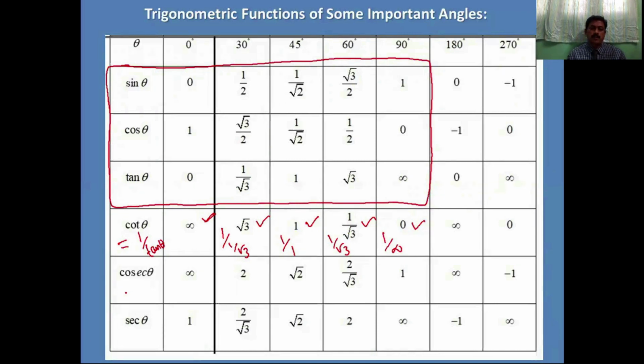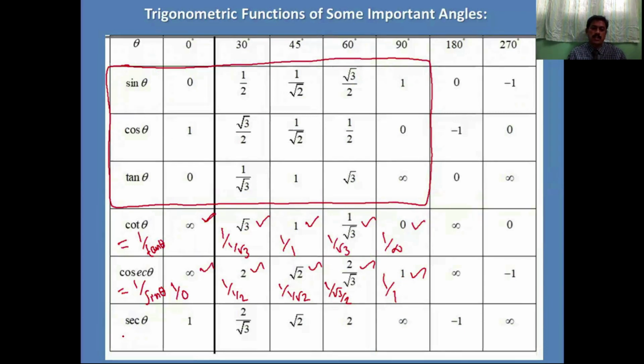The same way we can remember cosecant. Cosecant is nothing but 1 by sine theta. So for sine 0, 1 by 0 is infinity. Similarly 1 by 1 by 2 goes to the numerator and we can write simply 2. Similarly 1 divided by 1 by root 2 goes to the numerator and we write root 2. 1 divided by root 3 by 2 goes to the numerator and we write 2 by root 3, and here you will get 1 divided by 1 is 1.